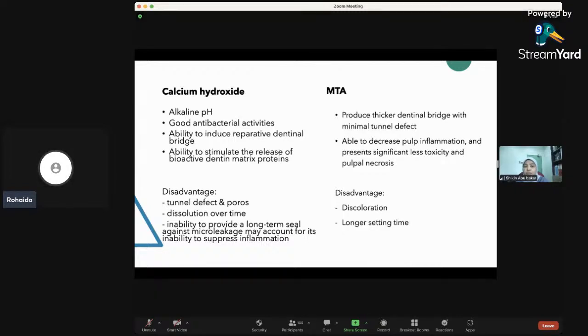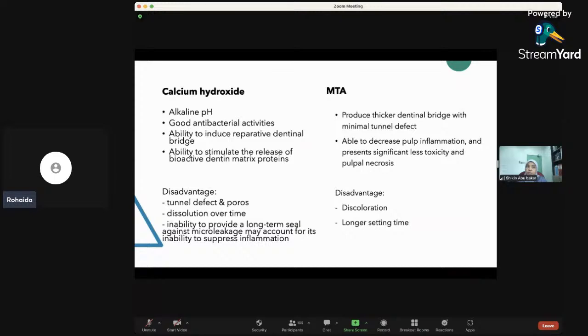Okay, the dentinal bridge that is formed by calcium hydroxide has tunnel defects and is also porous. Okay, and also because it's soluble, there is a dissolution over time. So we come to that.